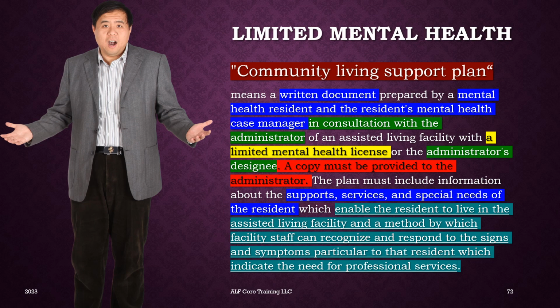The plan must include information about the supports, services, and special needs of the resident, which enables the resident to live in the assisted living facility, and a method by which the facility staff can recognize and respond to the signs and symptoms particular to that resident, which indicates the need for professional services.